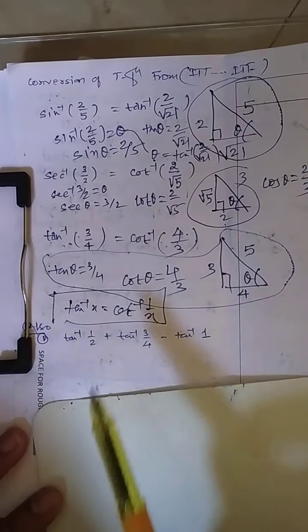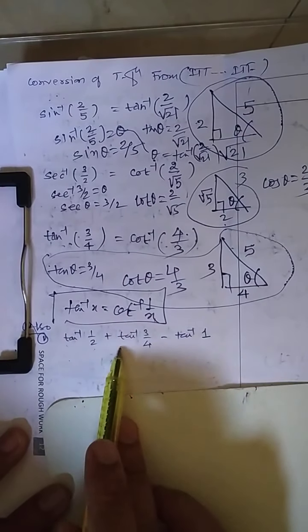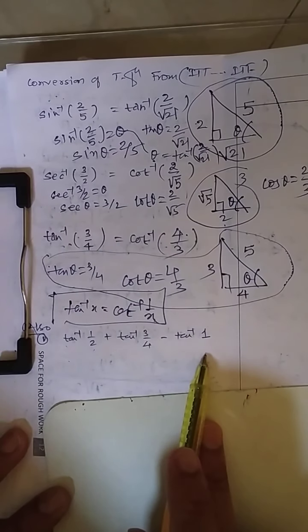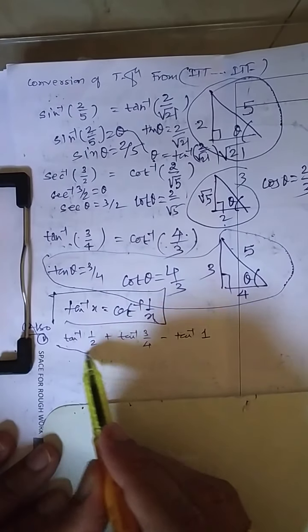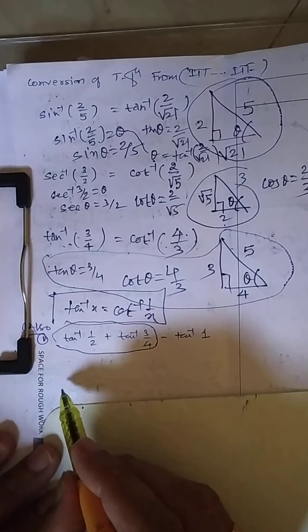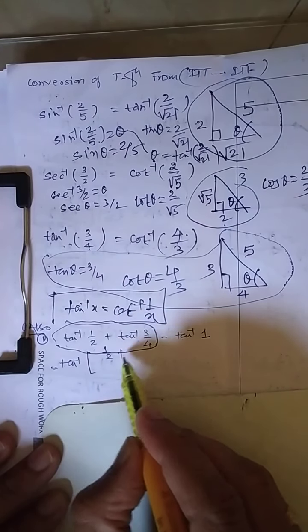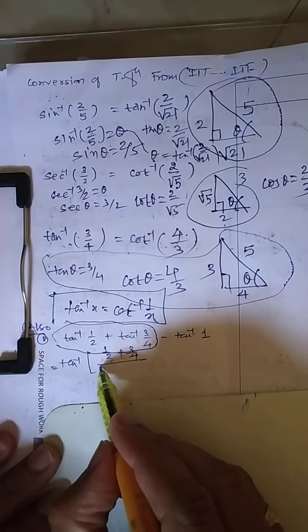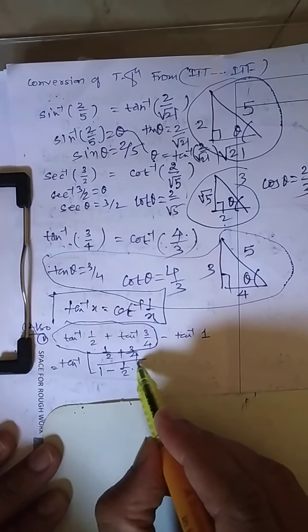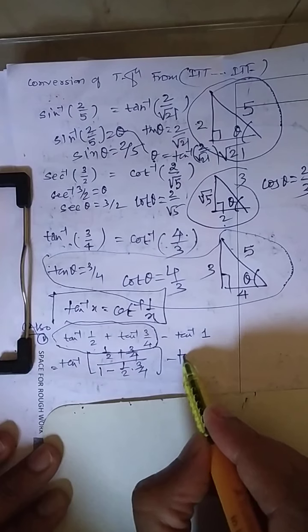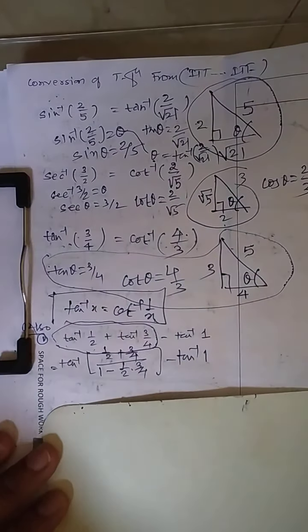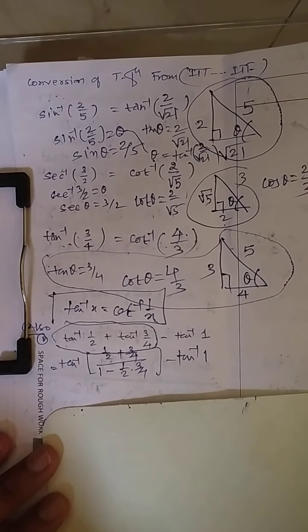suppose some question is asked. Simplify this: tan inverse of 1 by 2 plus tan inverse of 3 by 4. Now you have learned previously the remark of addition. So it is nothing but tan inverse of 1 by 2 plus 3 by 4, upon 1 minus 1 by 2 into 3 by 4. Addition you can do and keep this term as it is. Now you know how to simplify this and get the answer.